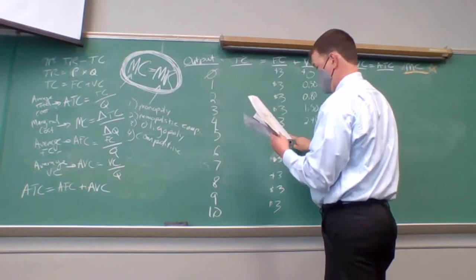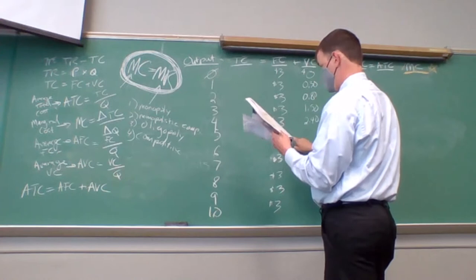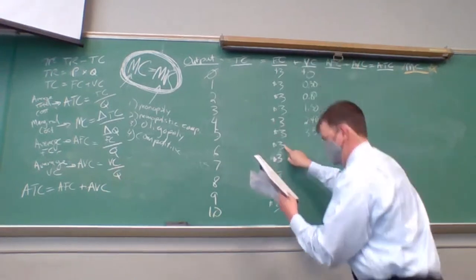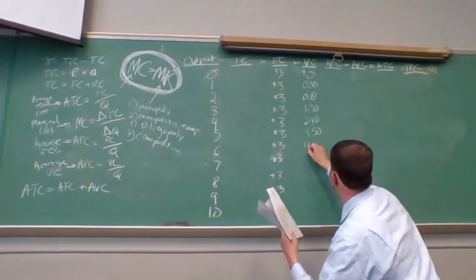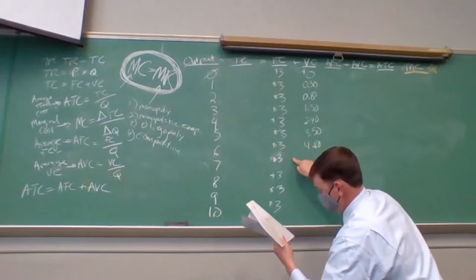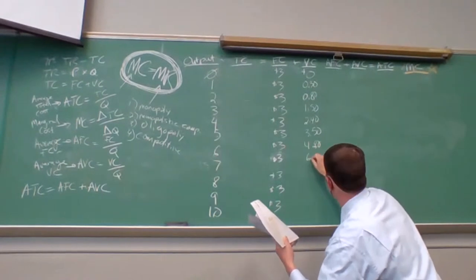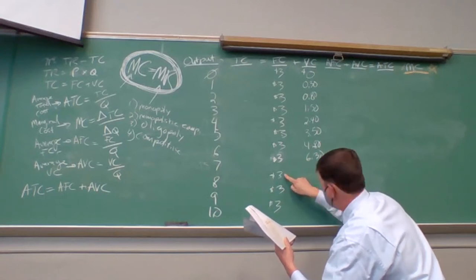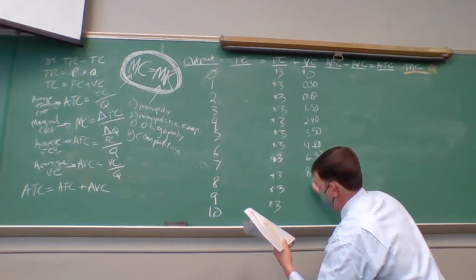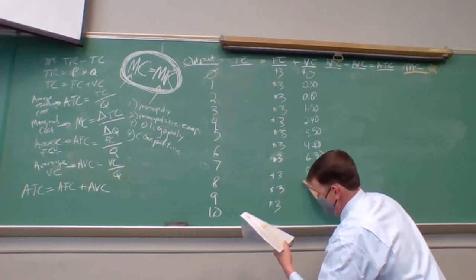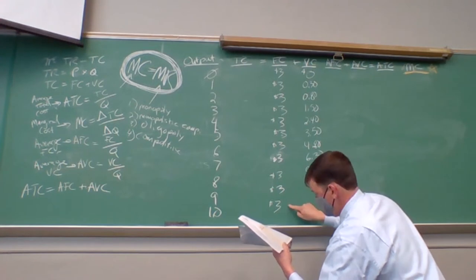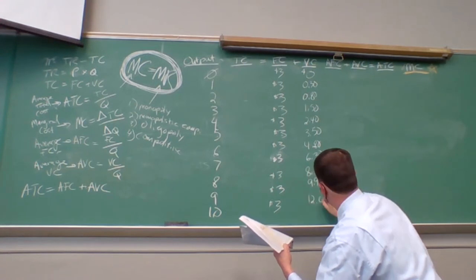$2.40, as you produce more, it goes up, yeah? All right, I'm at 5, it's $3.50. I'm at 6, it's $4.80. I'm at 7, it's $6.30. It's harder than it looks. I'm at 8, it's $8. It's really escalating over time, right? And I'm at 9, and it's $9.90. I'm at 10, and it's $12.